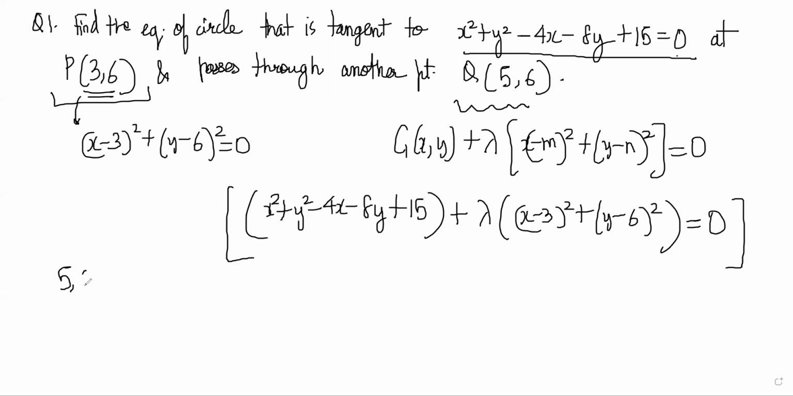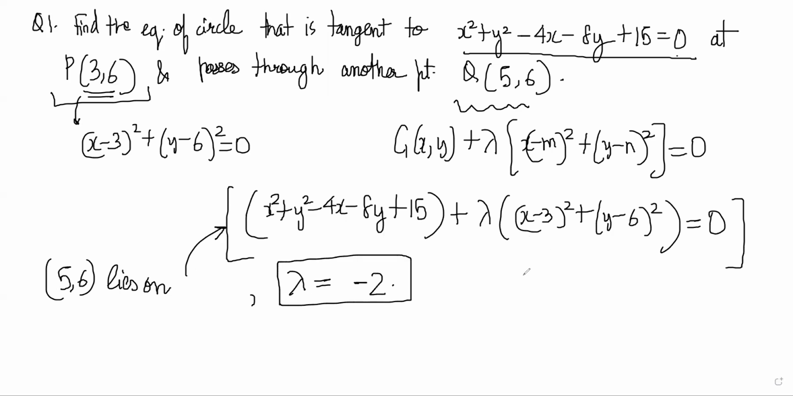So 5 comma 6 lies on this equation. So it satisfies this equation. If you put that in it, you will get the value of lambda to be minus 2. And after a little bit of simplification, you will get the equation of the desired circle. You should check it out yourself. The desired circle will come out to be this.